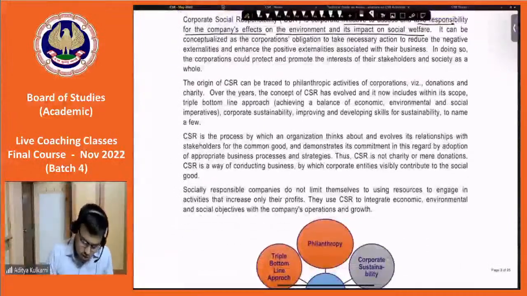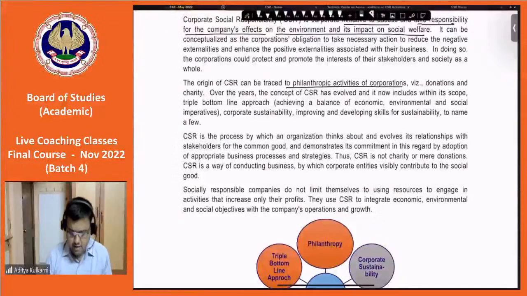The origin of CSR can be traced through philanthropic activities of corporations. Philanthropic means activities conducted for the welfare of mankind, that is donations and charity. Over the years, it has been adopting a triple bottom line approach, that is achieving a balance of economic, environmental, and social imperatives. So this is what it has evolved into.